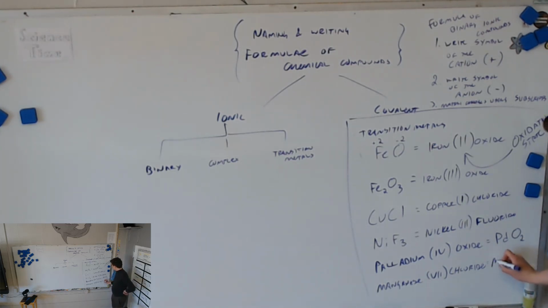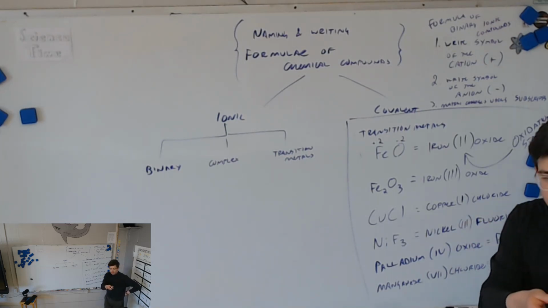Okay, MN. What's the chlorine going to be? Cl. And then how many chlorines do we need? 7. Yeah, you got it. MN, Cl, 7. That's that part. That's exactly right. Okay. Good. I can do that better than the other part.